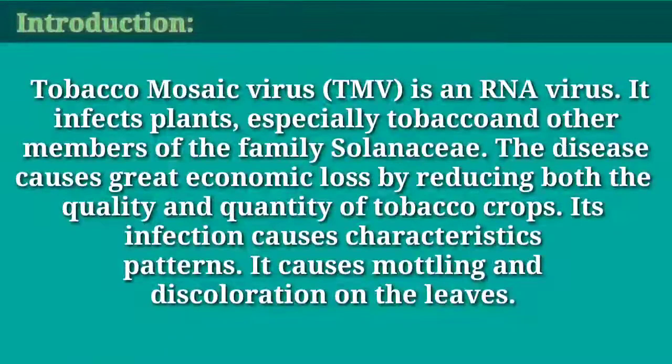Tobacco mosaic virus, TMV. Introduction. Tobacco mosaic virus, TMV, is an RNA virus. It infects plants, especially tobacco and other members of the family Solanaceae. The disease causes great economic loss by reducing both the quality and quantity of tobacco crops. Its infection causes characteristic patterns. It causes mottling and discoloration on the leaves.